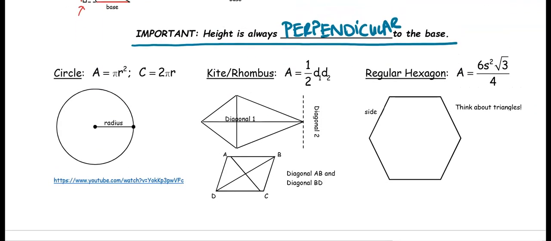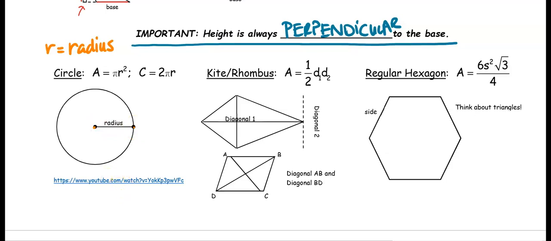Then we have our circle formula. Again, this is probably one that you already know. The area of a circle is pi times r squared. And we know that our r stands for our radius. We finished our circle unit, so we know exactly what our radius is. It goes from the center of the circle to the outside.